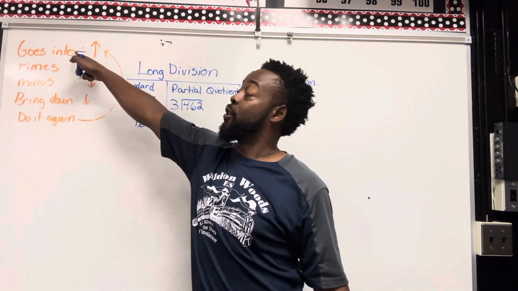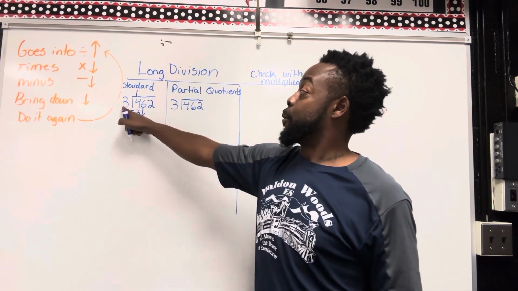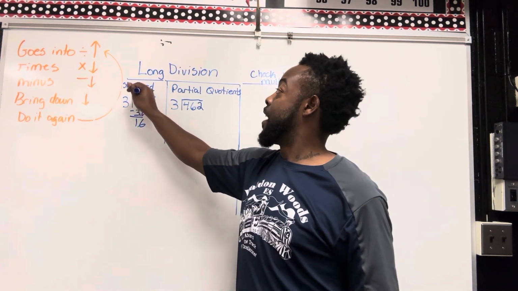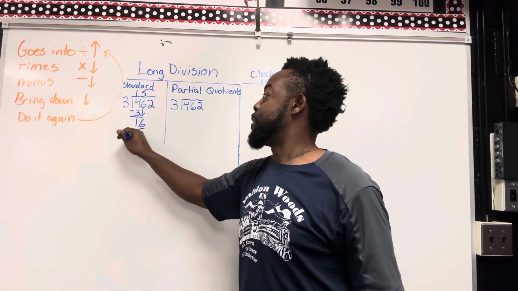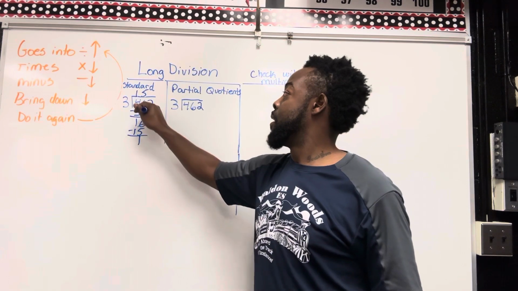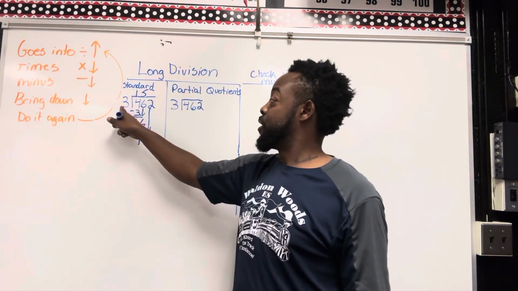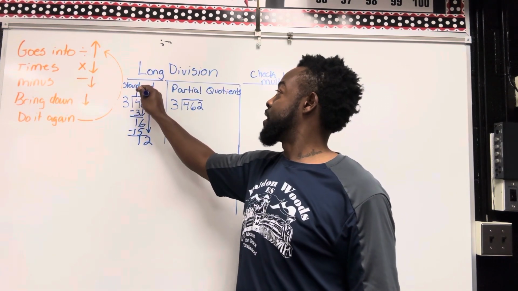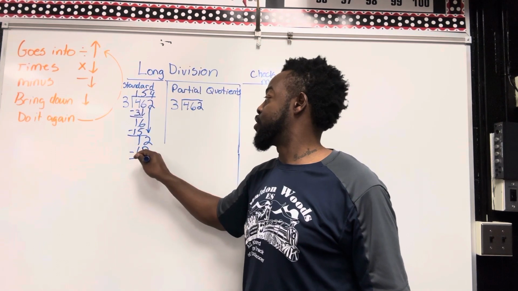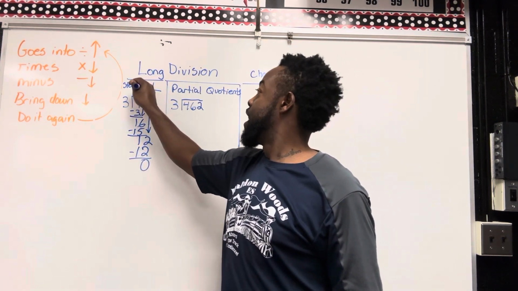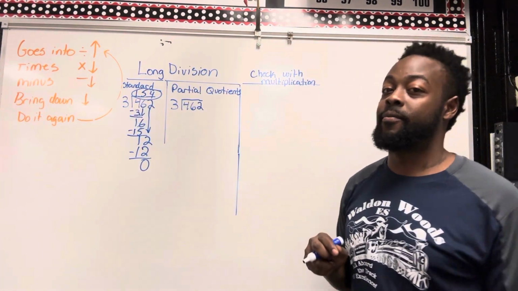So that means we start all the way back over, except we go into this number here. 3 goes into 16, 5 times. 3 times 5 is 15. 16 minus 15 is 1. Bring down the 2. Lastly, 3 goes into 12, 4 times. 3 times 4 is 12. 12 minus 12 is 0. I have my answer, or my quotient, of 154.